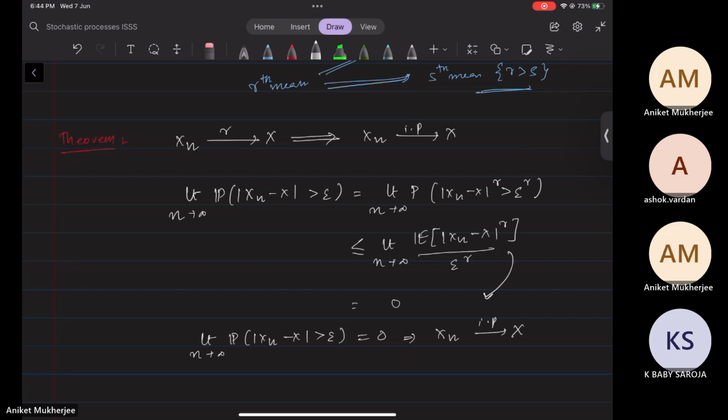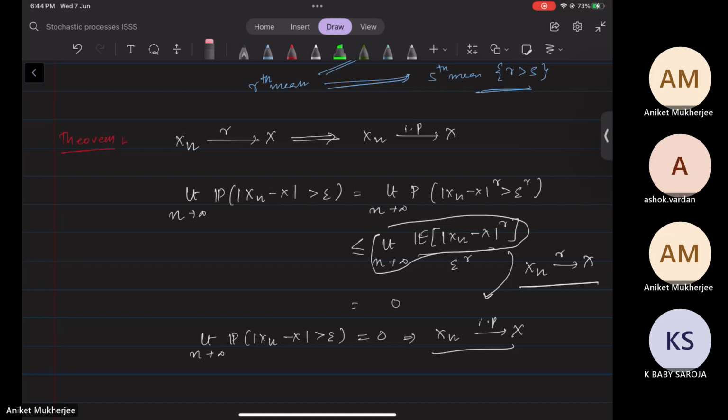This step is from Xn converging in rth mean. The limit as n tends to infinity of the expectation of |Xn - X|^r is 0. So given this, we have shown that Xn converges to X in probability. You don't need to prove this. So if you can prove that something converges in rth mean, then it converges in probability. But the other way around is not true.